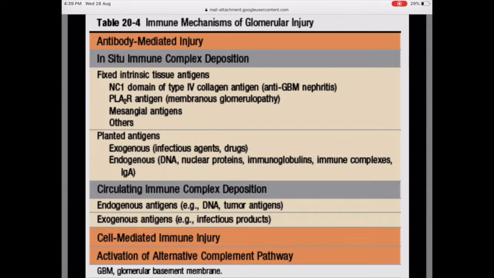reaction. So these include the circulating immune complexes directed against the DNA, say for example in the case of SLE, or in patients suffering from cancers who may have tumor antigens against which antibodies are formed, forming complexes and circulating. And exogenous agents like infections which I enumerated already, like hepatitis B, C, malaria and leishmania, and these complexes may get entrapped in the glomerulus. Cell mediated immune injury is also one of the mechanisms that is proposed, and activation of the alternate complement pathway may initiate injury in the glomerulus.